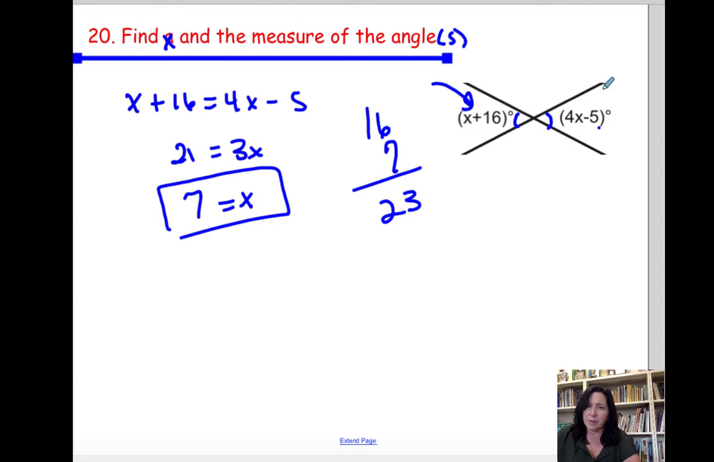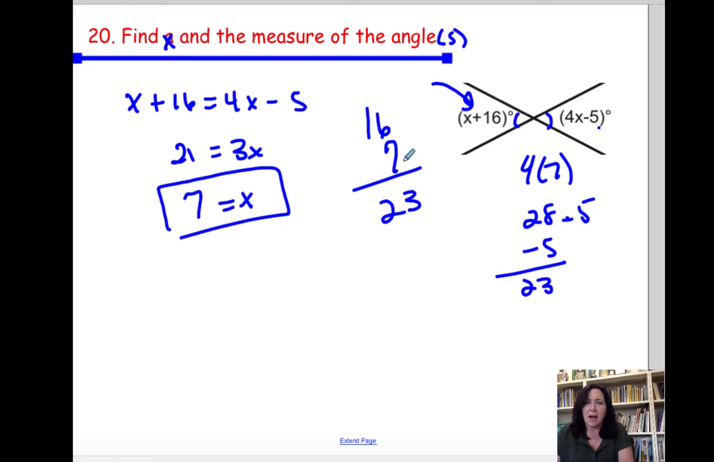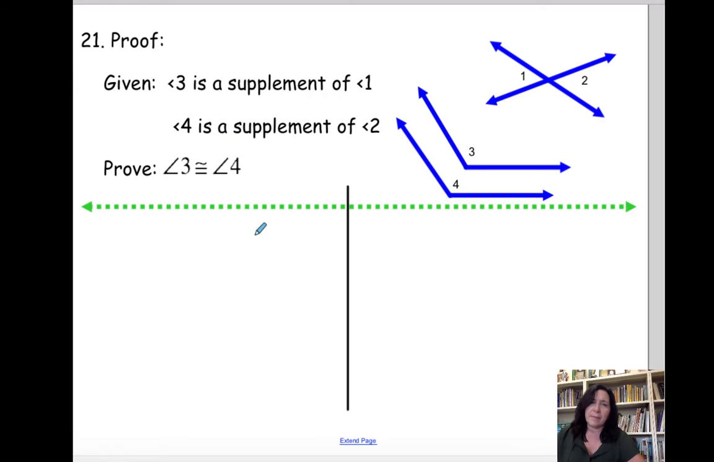Is 23 degrees. I also could go 4 times 7, which is 28, minus 5. 28 subtract 5 is also 23 degrees. So these should be the same angle because they're vertical. They have to be the same angle. The next question is a proof.